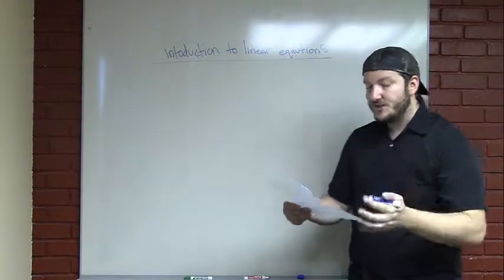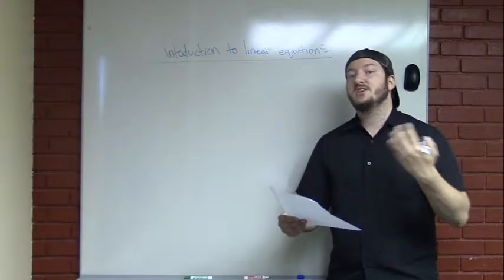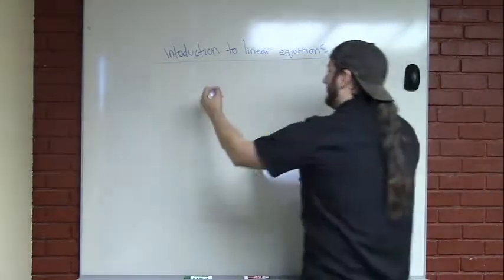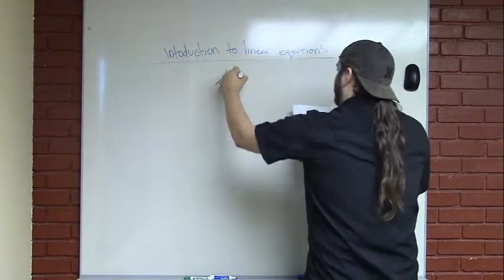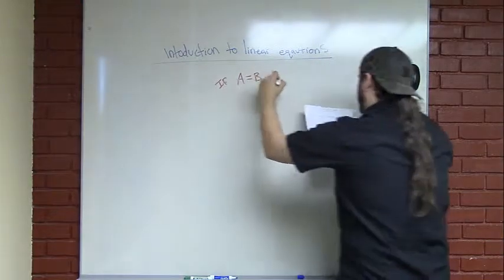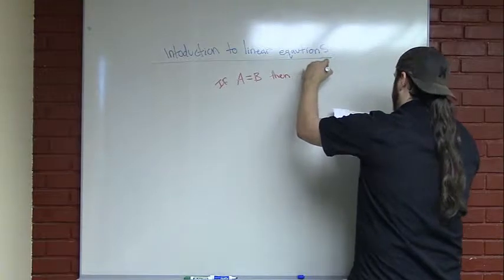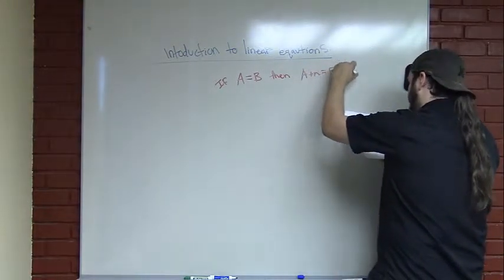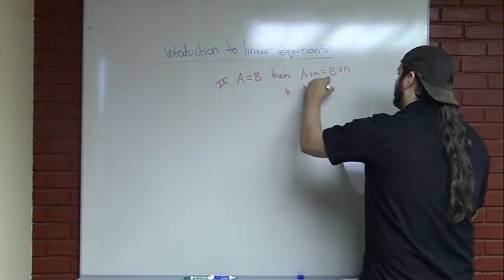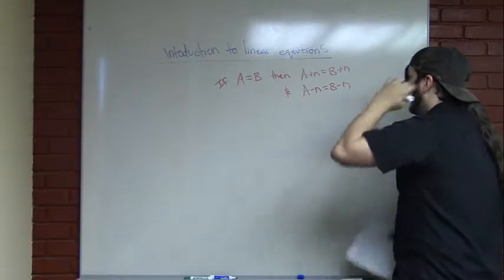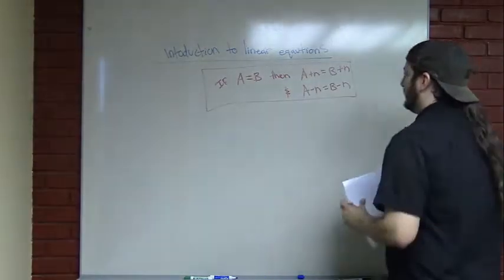Again, this is called the addition property of equality. The last one was called the multiplication property. This is the addition property of equality, and it just says this: if A equals B, then A plus N equals B plus N, and A minus N equals B minus N. So this right here is your property. Again, put that in your notes.